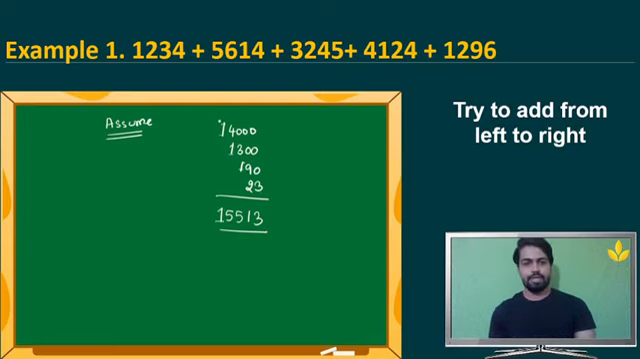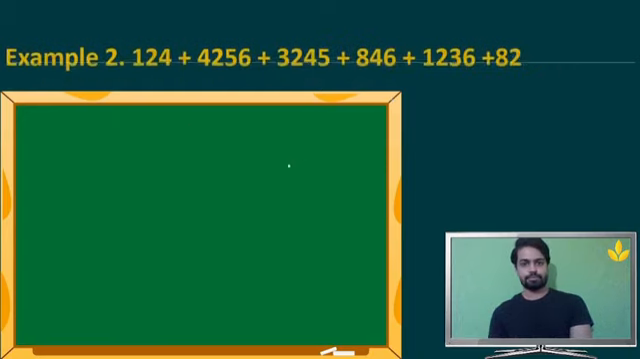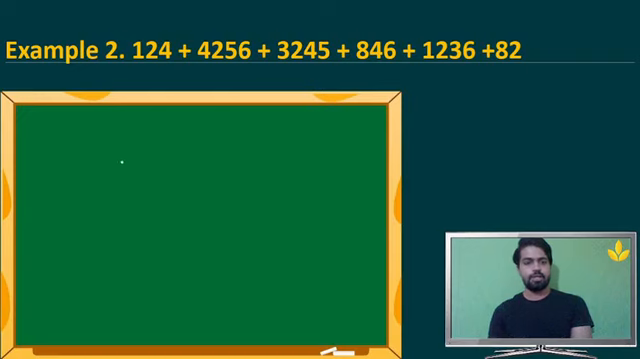So this can be done faster by avoiding all the writing part. Okay, so let us go to the next example. Similar to this, I have 3 digit, 4 digit as well as 2 digit numbers. But still we are going to add the thousands first. 4,000 plus 3,000, 7,000 plus one more 1,000, 8,000. The sum of the thousands is 8,000.